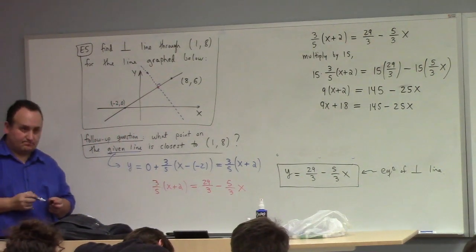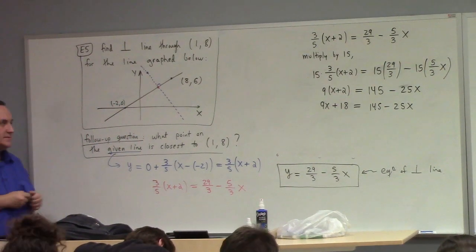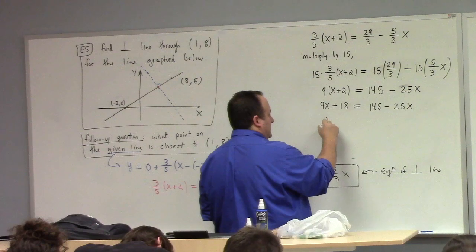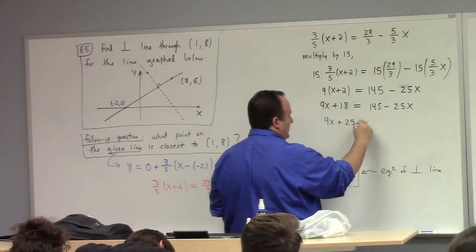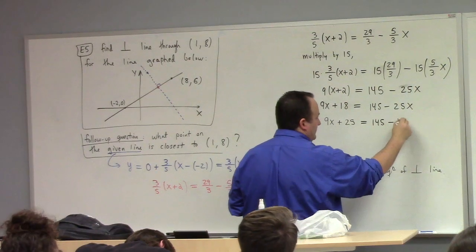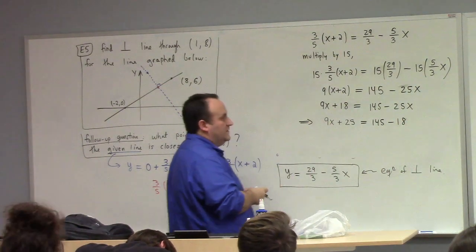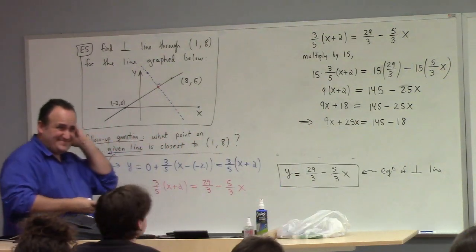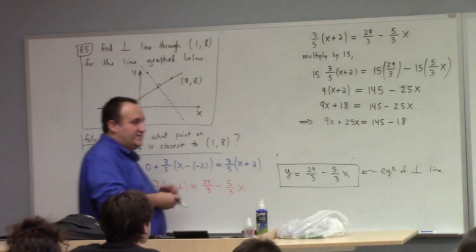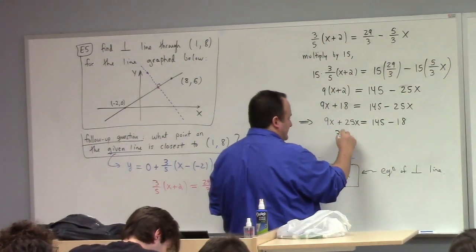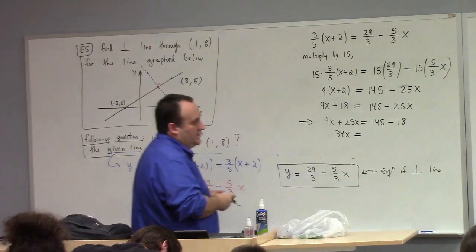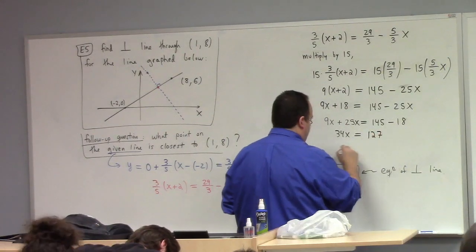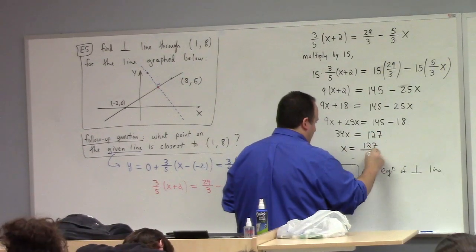I want to isolate x, right? So I'm going to add 25x to both sides, subtract 18 from both sides. So I get 9x plus 25x equals 145 minus 18. Lost my x. See, 9 plus 25 is 34. So this gives me 34x equals 127. So x is apparently equal to 127 over 34.